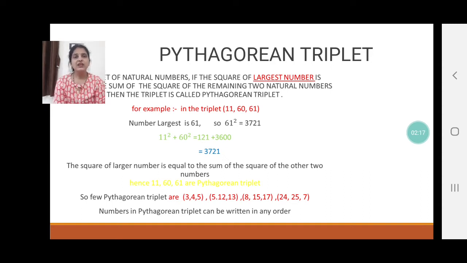The square of the larger number is equal to the sum of the squares of the other two numbers. So a few Pythagorean triplets are 3, 4, 5; 5, 12, 13; 8, 15, 17; 7, 24, 25. Numbers in the Pythagorean triplet can be written in any order. We will go with one more example.